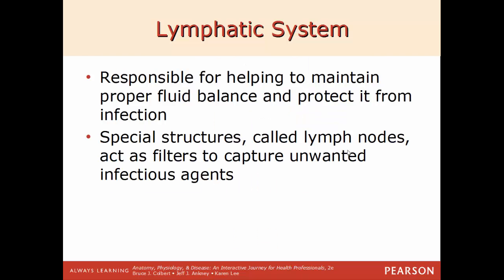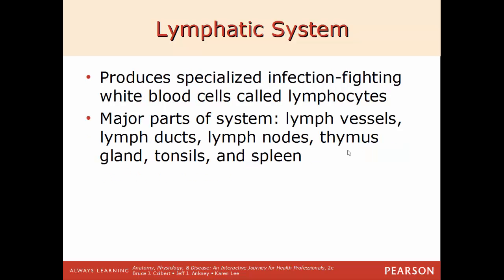The lymphatic system is responsible for maintaining a proper fluid balance within your body and also for protecting it from infection. You have very special structures called lymph nodes that act as filters to help collect and capture unwanted infectious agents like viruses and bacteria. Now this system is also responsible for producing infection-fighting white blood cells called lymphocytes.